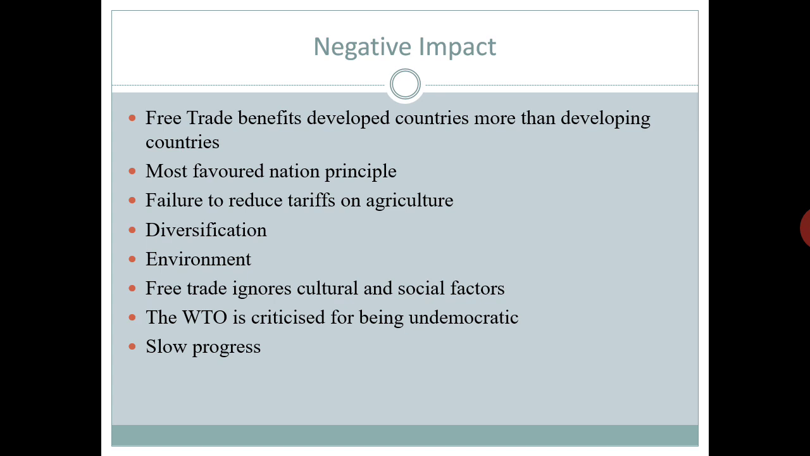Then WTO is criticized for being undemocratic. It is argued that its structure enables the richer countries to win what they desire, and the other countries are ignored. So what is democratic? Democratic is ease of buy, whenever we think about ease of buy, it is democratic.